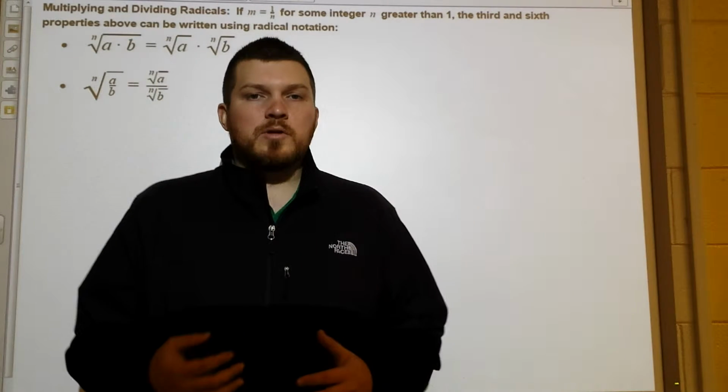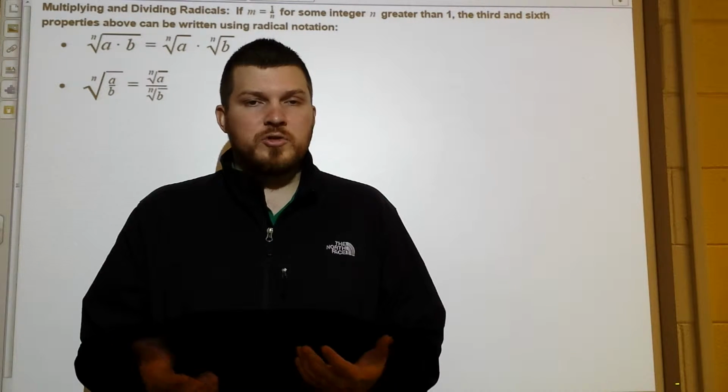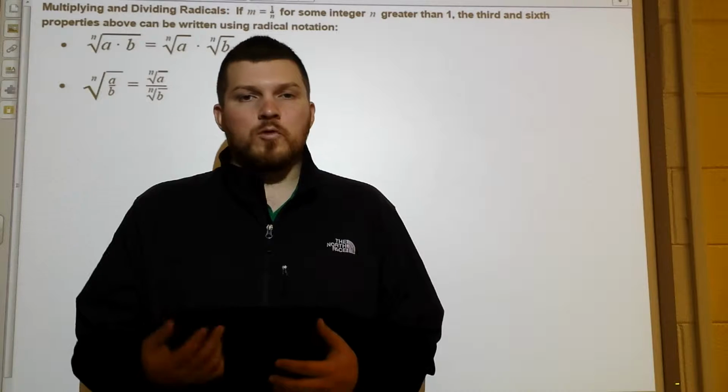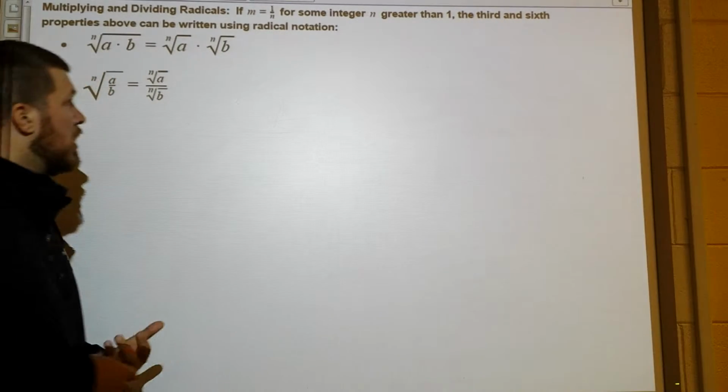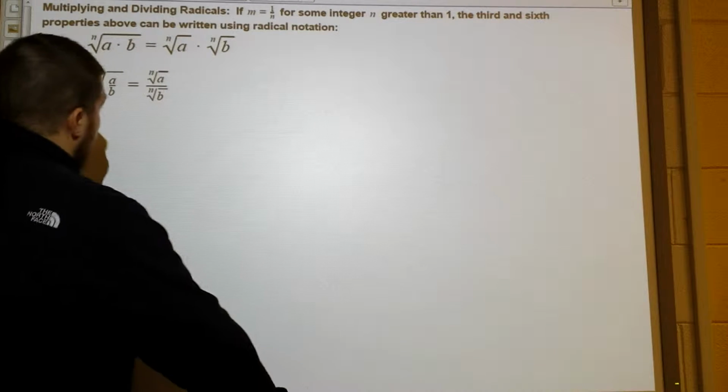Okay, so in this video what we're talking about is two properties: multiplying radicals or roots, whatever you want to call them, and dividing roots or radicals, again, whatever you want to call them. So let's talk about multiplying radicals first. So here's pretty much the rule.